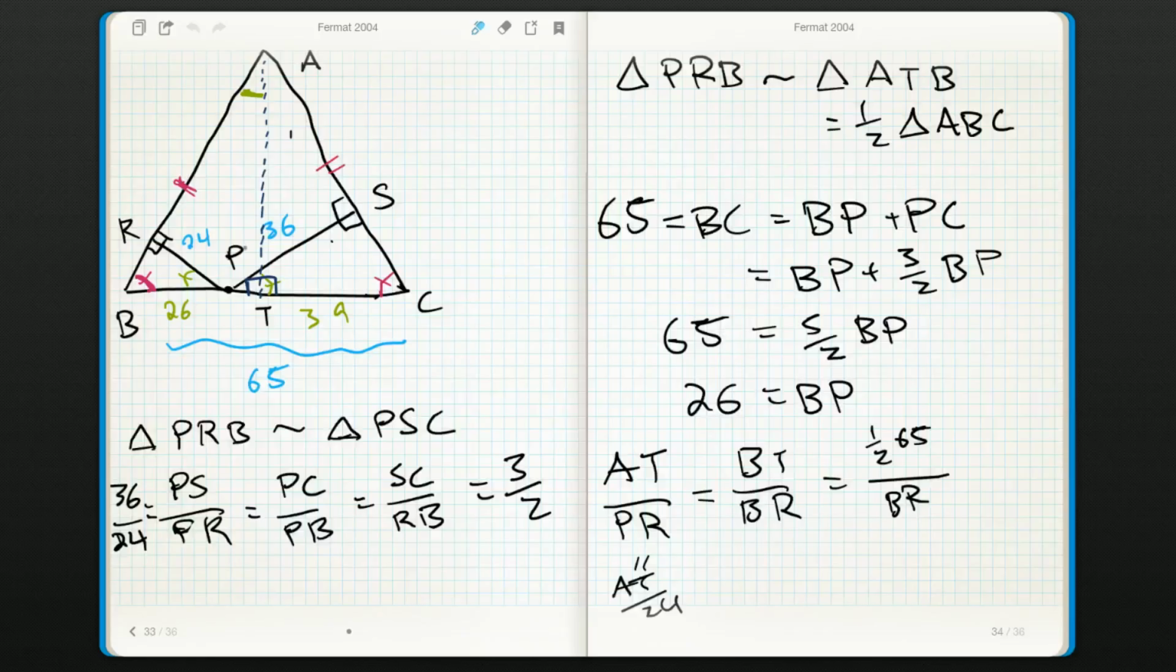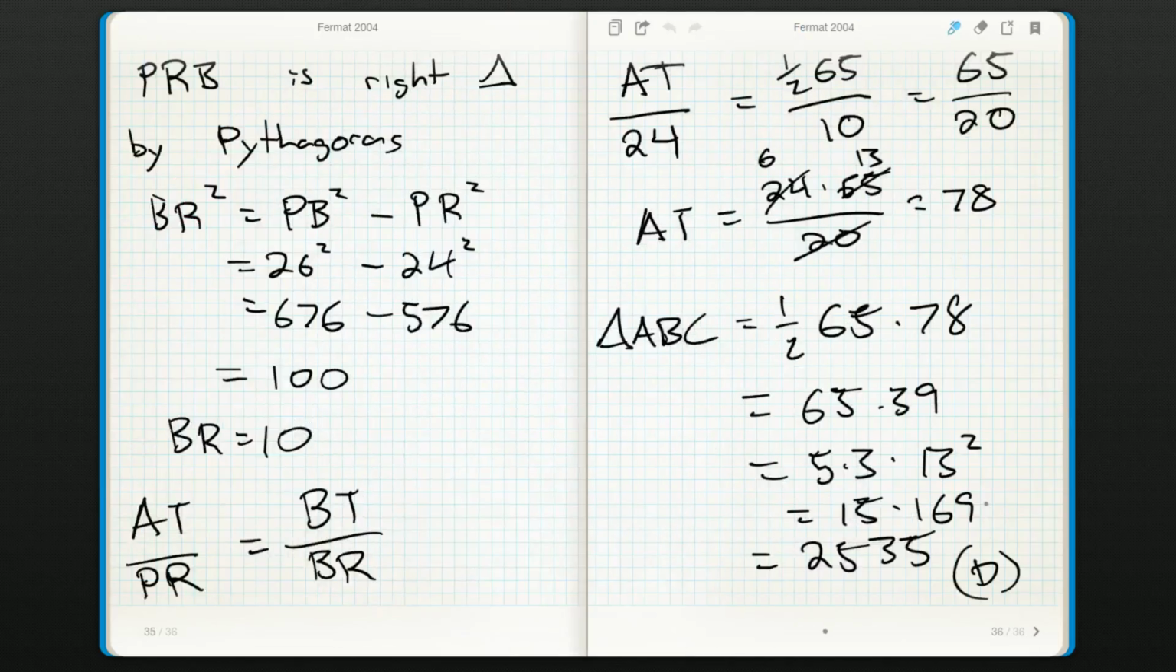So let's see. 36 to 24 is 3 over 2, and that does give us those ratios. That does give us 26 and 39. AT would be a base of 65 and a half. 65 and a half to 10 is 65 over 20. That should be the same as AT over PB. So yeah, okay, it all seems to check out. Okay, so D it is, and that's question 23.